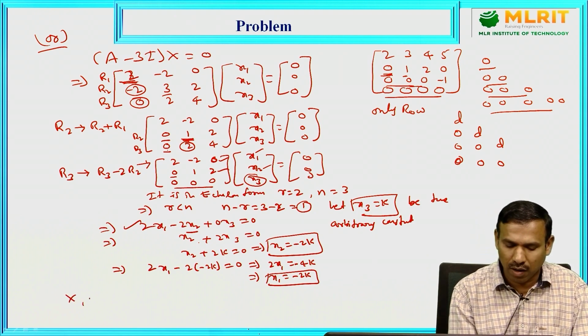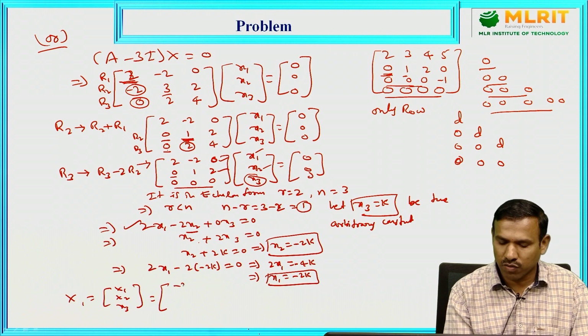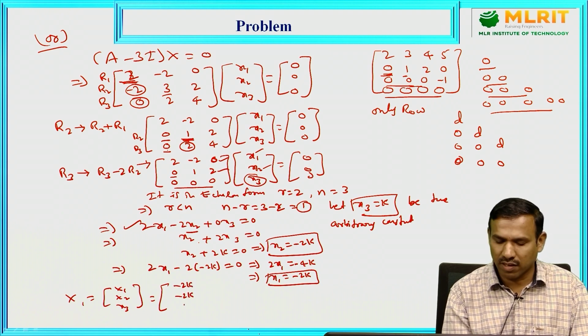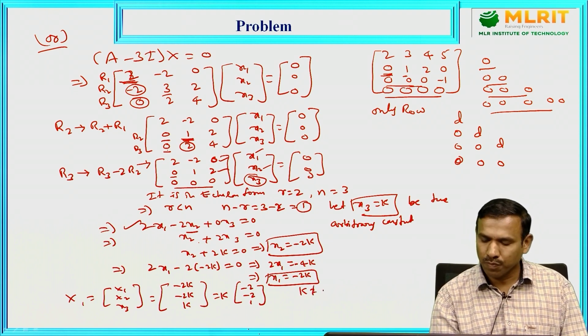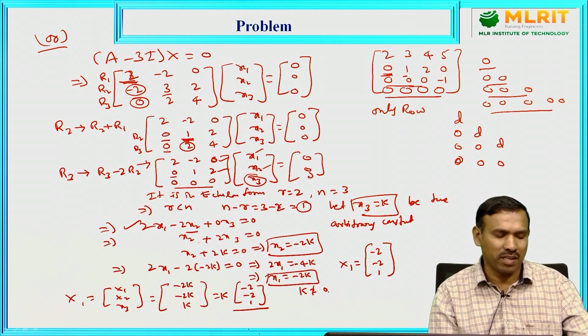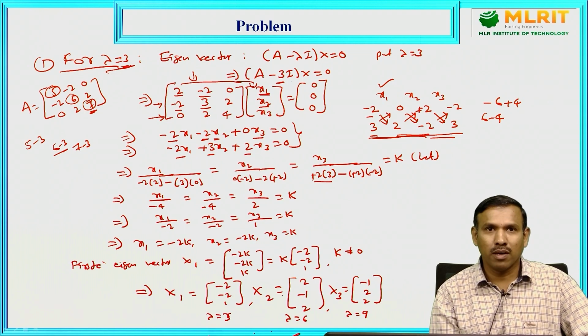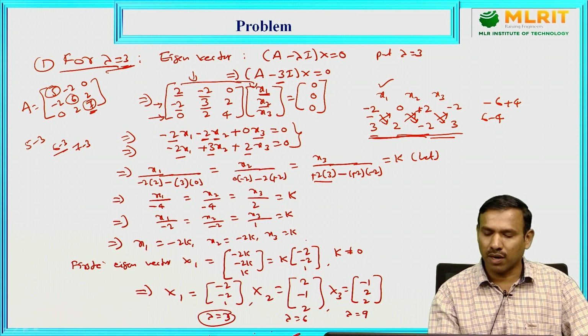So how will you write the eigenvector? x1, x2, x3. Now x1 we got minus 2k, x2 minus 2k, x3 k. Taking k common, that is minus 2, minus 2, 1. Where k is not equal to 0, this will be the eigenvector. So that is the first eigenvector that we are getting. We can check it with the previous method that we have done. See, lambda is equal to 3, we got the same eigenvector.